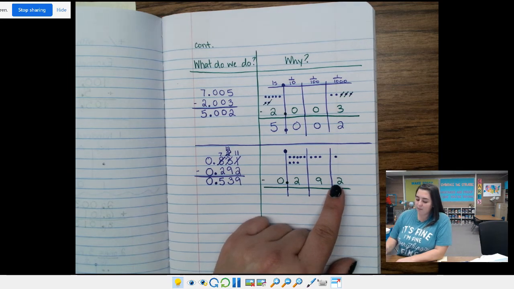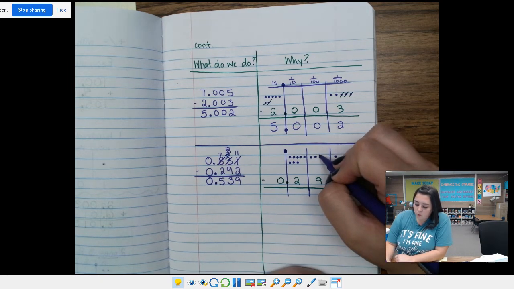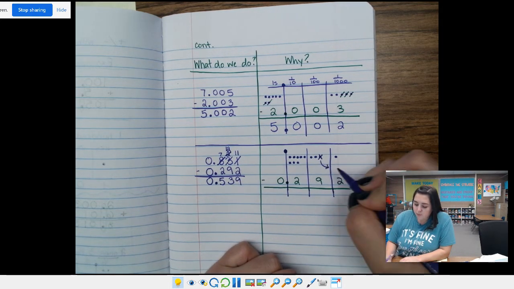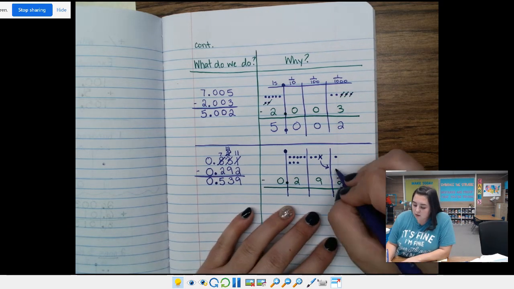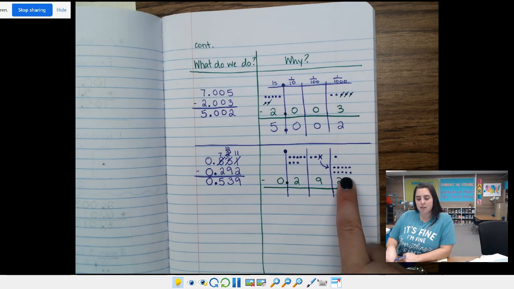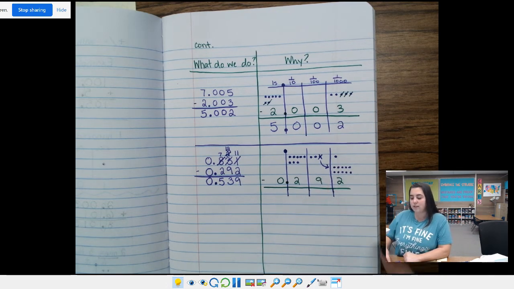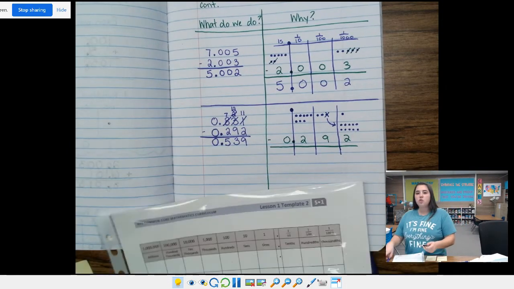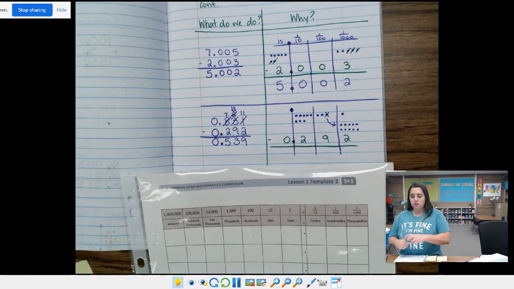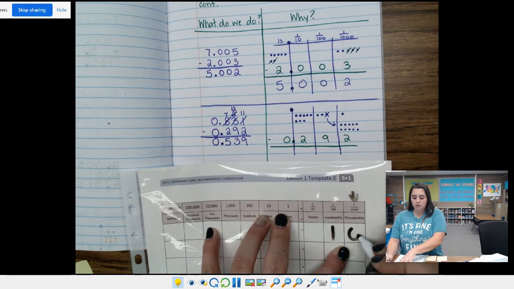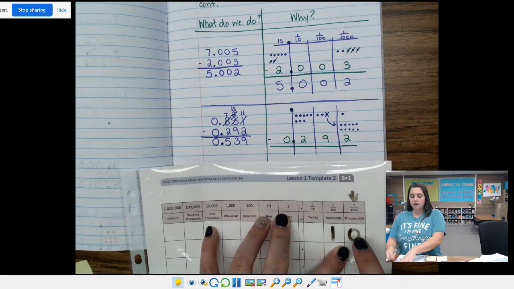This is where that regrouping comes from. I'm going to take 1 from here, one of those dots, and when I bring it to my thousandths place, that becomes 10, because 10 thousandths and 1 hundredth are the exact same thing. I'm going to write that on my chart here just so you can see. Here's me drawing 10 thousandths. So here's my thousandths place. I need my 10 to end there. That looks like that, 10 thousandths.